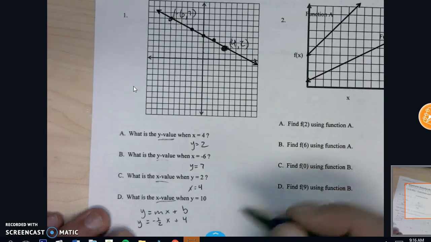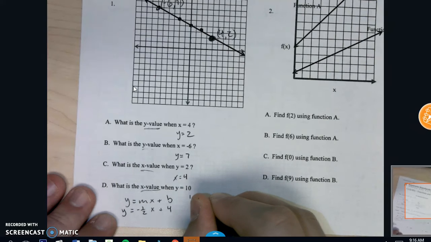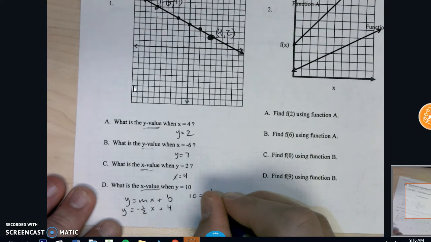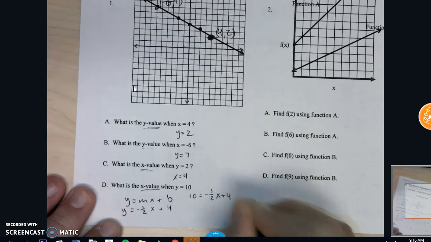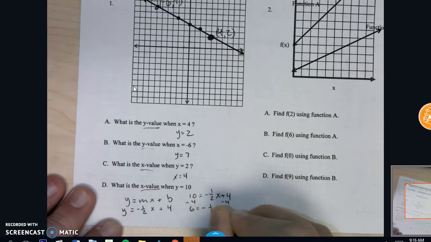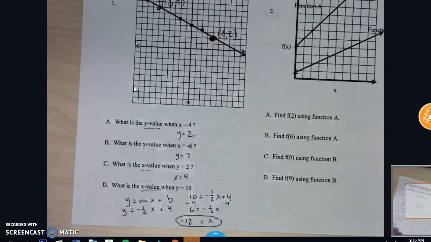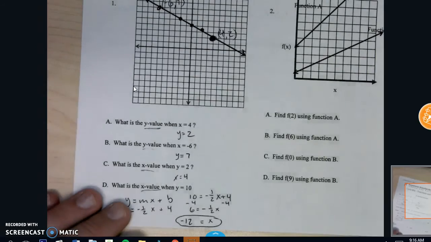So when I know my y is equal to 10, I can substitute in. This is a bonus question here that I was not anticipating. So 10 is equal to negative 1/2 x plus 4. I'm going to subtract 4, and we get 6 equals negative 1/2 x. When I divide by negative 1/2, my x is equal to negative 12. Okay? So, didn't anticipate that one, but when you can't see it on the graph, you can always find the equation of the line and plot the point.